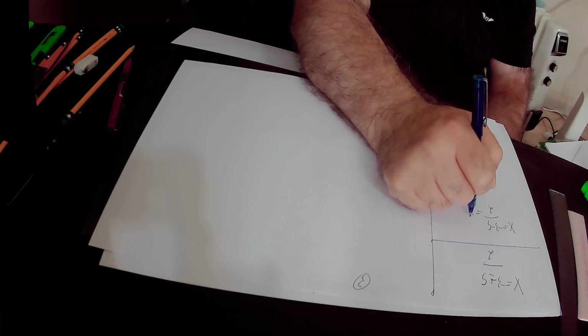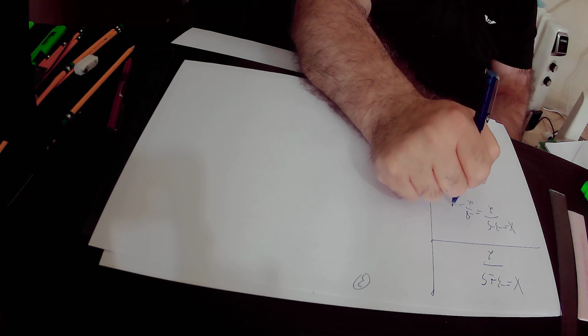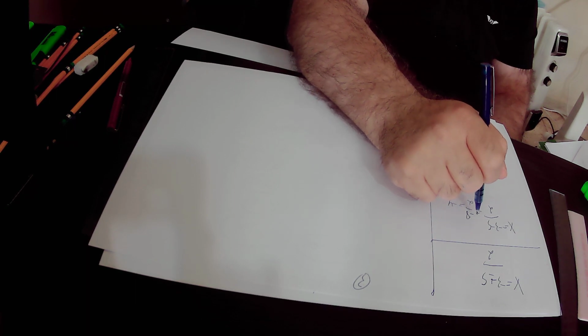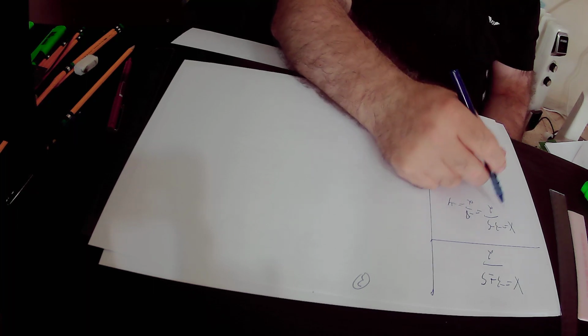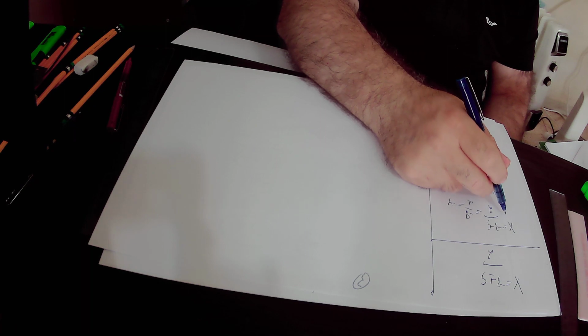Minus 3 minus 5 is minus 8. Minus 8 over 2 is minus 4. So we found out that x equals minus 4, or x1.